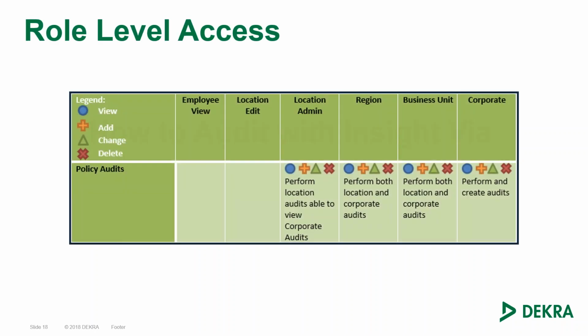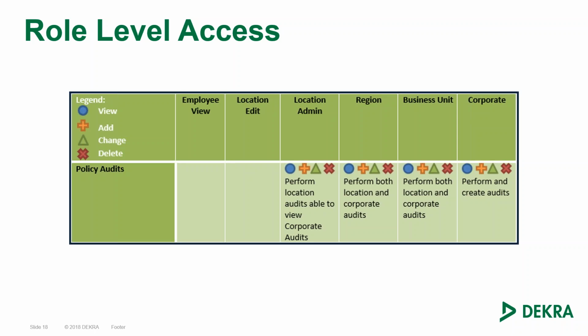So the first thing I'm going to start off with is actually role levels, so we can discuss a little bit of what you can and cannot do. The first role level I want to show you here is the corporate role level, which obviously is able to view, add, change, and delete all audits, but they also can create the audits, whereas other role levels cannot do that. They can perform audits and create, so keep that in mind.